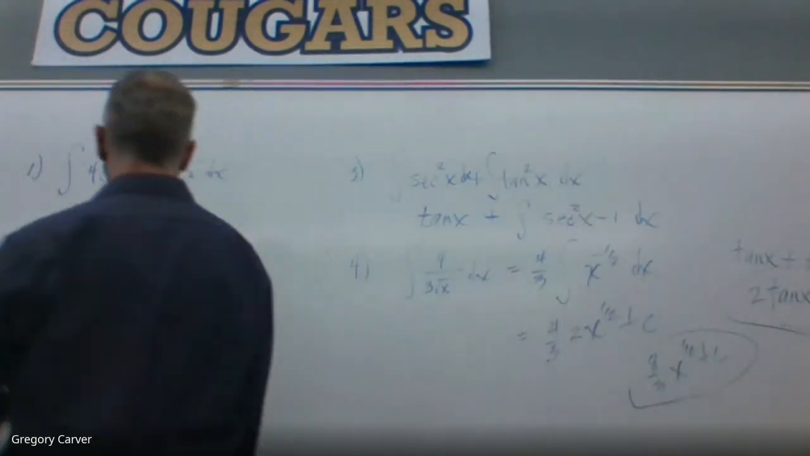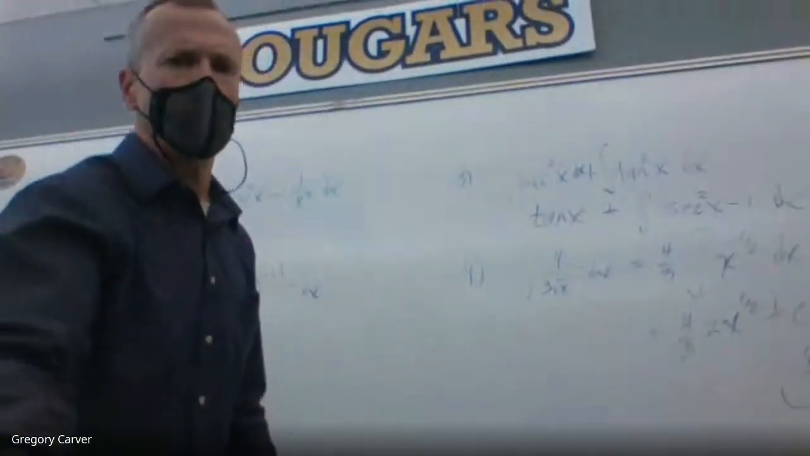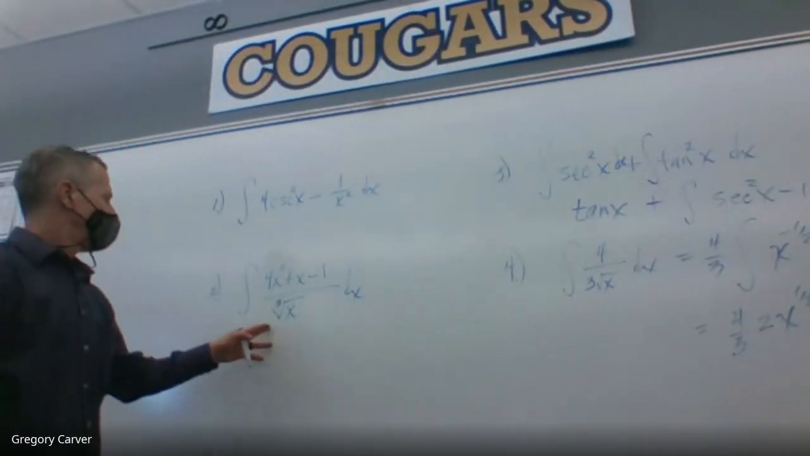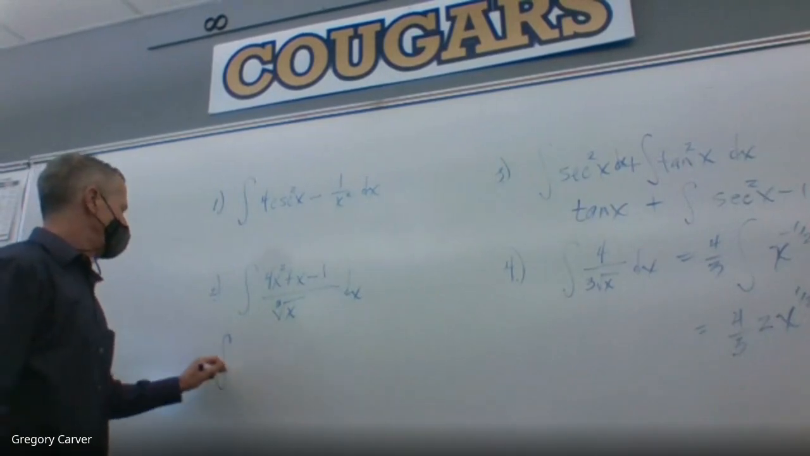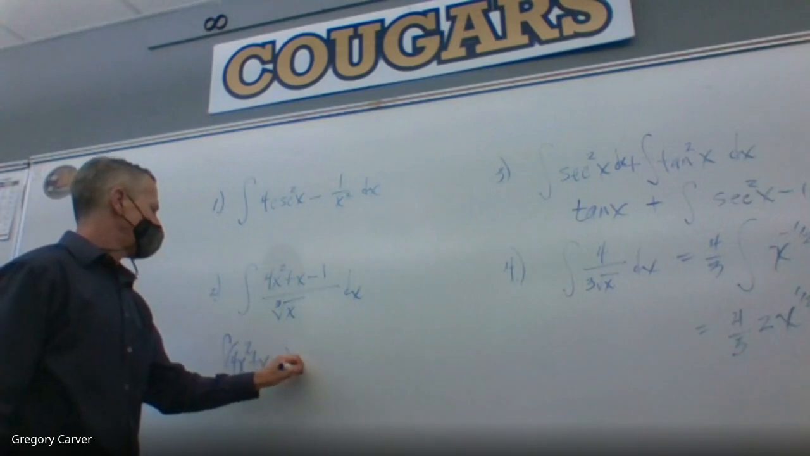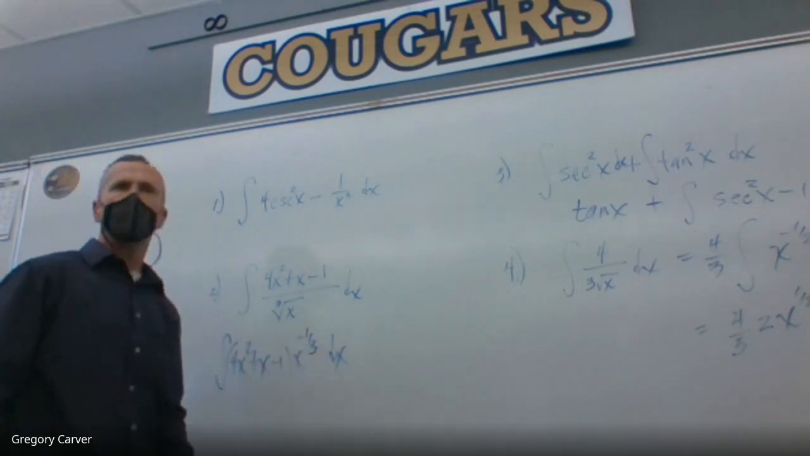All right, here we go. Hey, how about this one? This has a quotient. I don't like this, Ben L. What do we do there? Good. Hang on here. Let me just write this down. So I got 4x squared plus x minus 1, all that times x to the negative 1/3 dx. Don't like it.